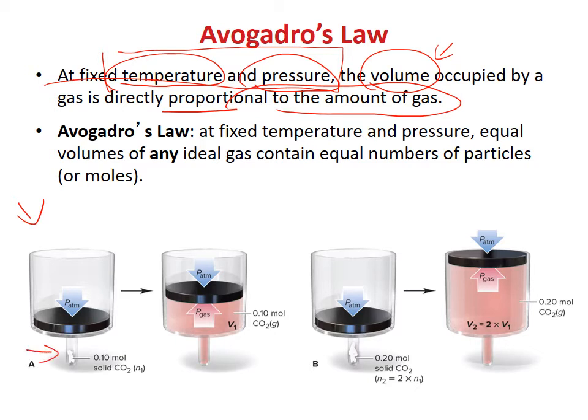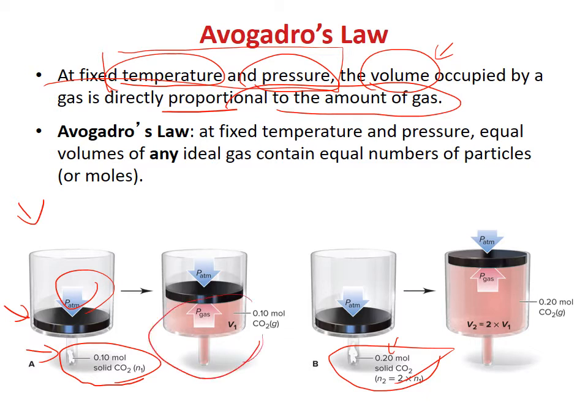Here is a setup we can use to demonstrate Avogadro's law. A test tube connects to a piston cylinder assembly exposed to the atmosphere. In the first setup, we add 0.1 moles of solid carbon dioxide, or dry ice. In the second setup, we add twice the amount of dry ice, which is 0.2 moles. When the temperature goes up, the dry ice evaporates and becomes gas phase. We found that in the second setup, the volume is twice the volume in the first setup.